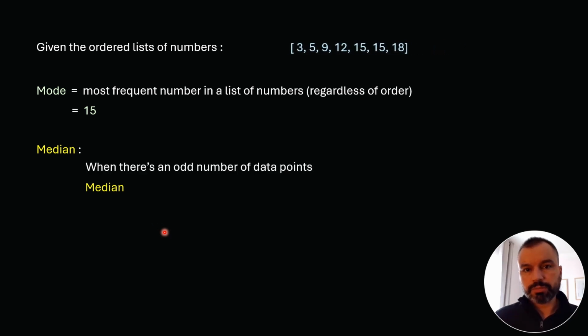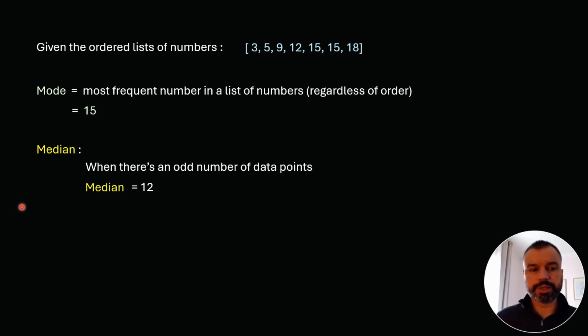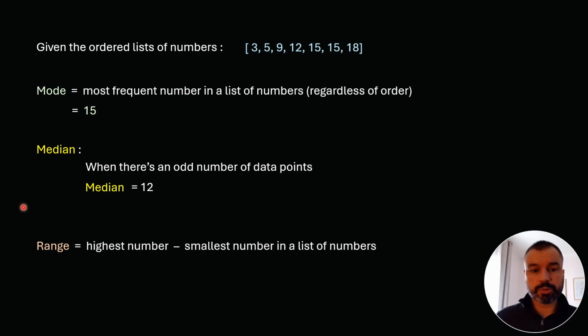And when there's an odd amount of numbers in the list, the median is just the middle number. Here we have 12 as the median, because 12 is the middle number. And finally, calculating the range is pretty straightforward. The range is the highest number in a list minus the smallest number. So if we take this list as an example, the highest number is 18 and the smallest is 3. So the range is 18 minus 3, which gives us 15.